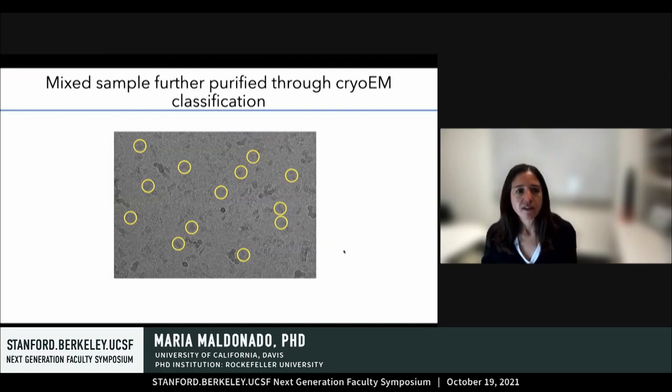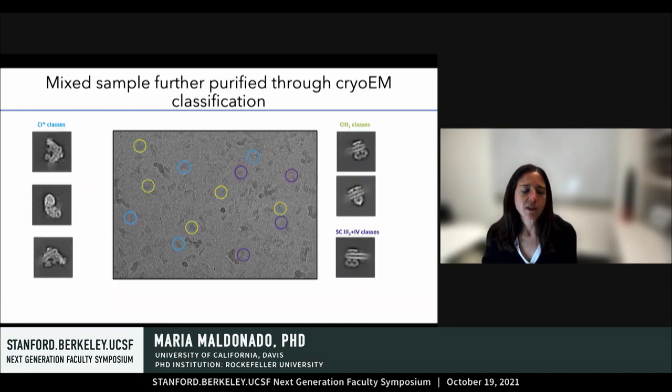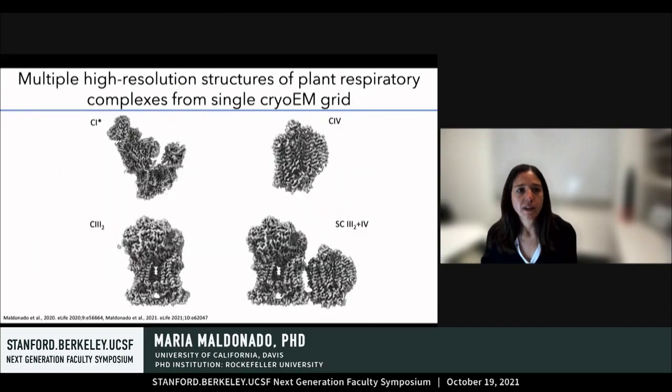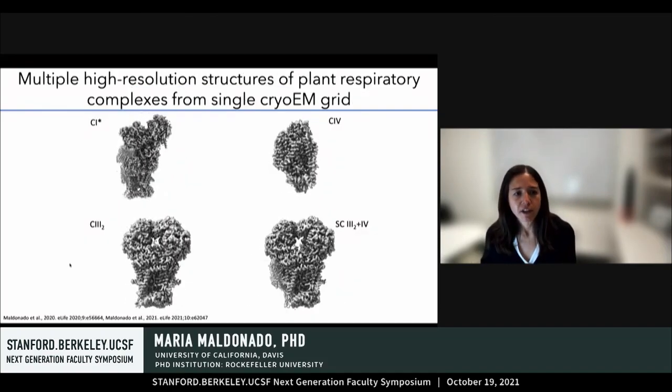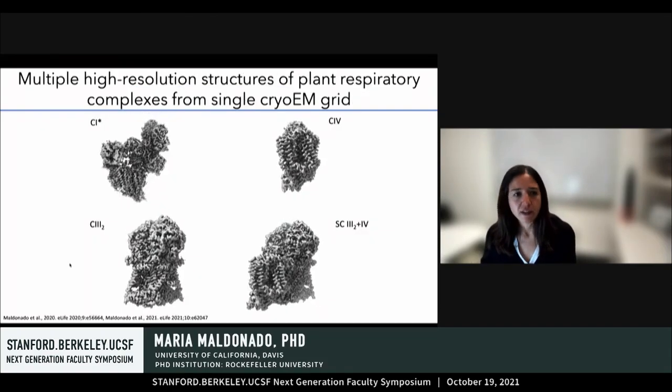So this in practice is what it looks like. Each of the cryo-EM micrographs contains particles highlighted here in yellow, but these particles are a mix, like I said, of all the respiratory complexes. So then we need to use the computational algorithms to separate the particles into the different subsets corresponding to the different complexes of interest, as you can see represented here. Using this strategy, we were able to obtain high resolution structures for several respiratory complexes from one single grid.